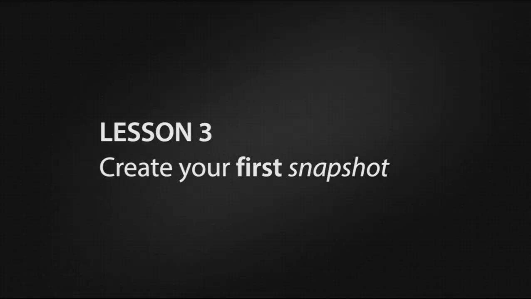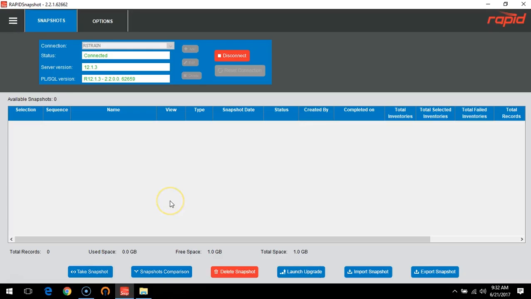Okay, so we've installed RAPIDSnapshot and we have connected to our database. Let's now see how we can create a snapshot. You'll see that this is very easy. So we are now connected. We are now looking at the RAPIDSnapshot basic screen.